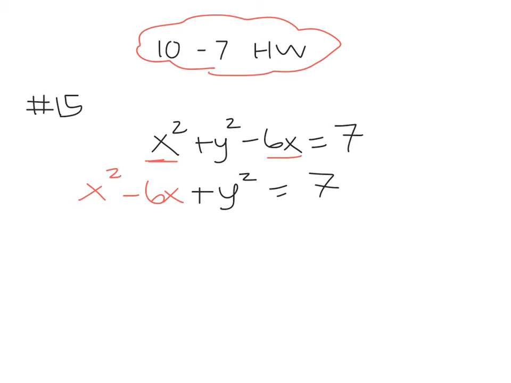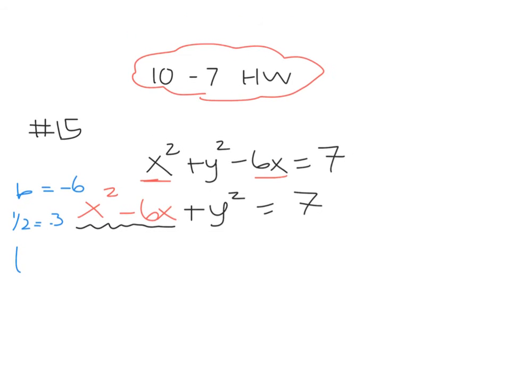So I'm going to look at the x's, x squared minus 6x. I'm going to find my b. So my b is negative 6. I am going to take half of that, that would be negative 3, and I'm going to square that. Half of b squared would be positive 9, because a negative 3 times a negative 3 would be a positive 9. So what I am going to do so that I can get this into standard form is add 9 to each side.